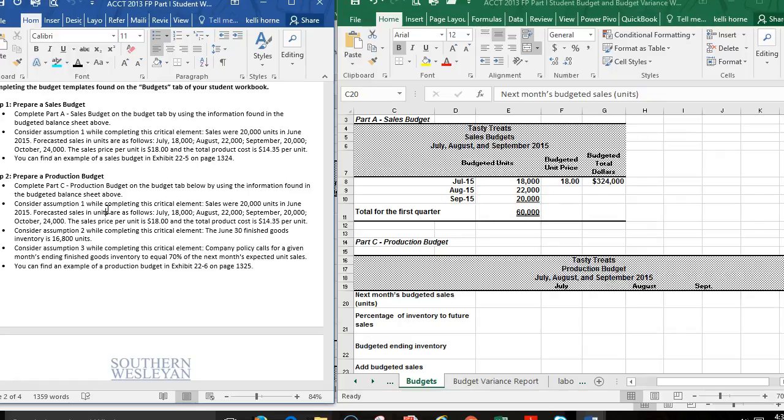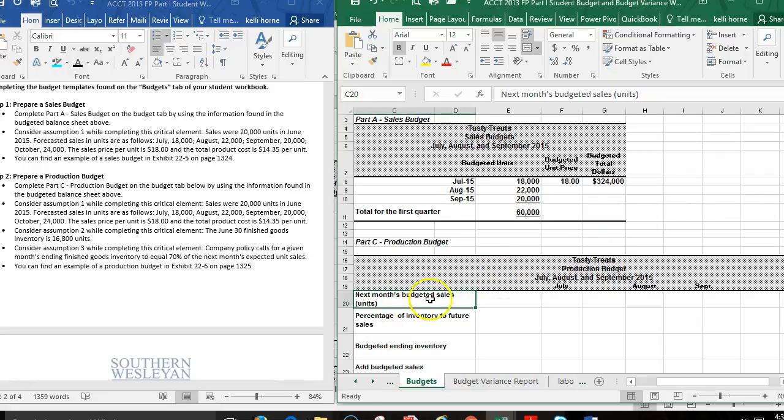It also tells us that the June 30th finished goods inventory contains 16,800 units. That's going to come into play. And then it also tells us what company policy is, what the company requires to have in finished goods inventory at the end of the month. These are all very important pieces of information to know when preparing the production budget. So let's go see what we can do with July here.